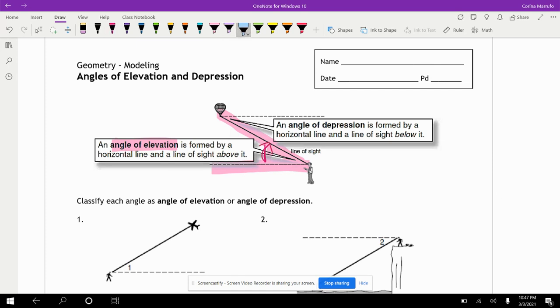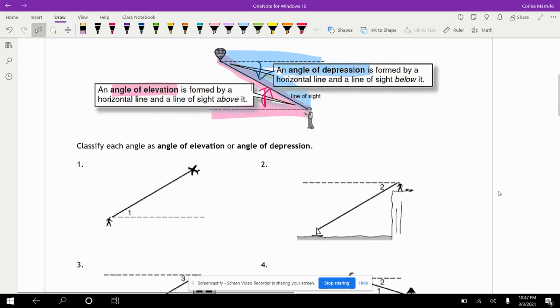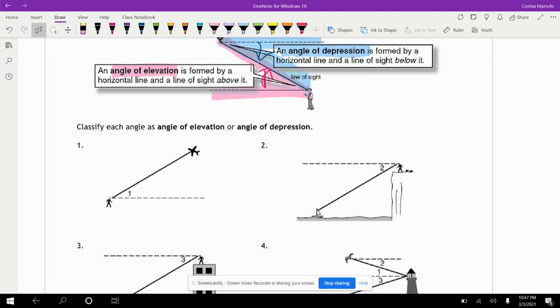Now, on the contrary, what if you were this person in the air balloon and you had to look down at the person on the ground, okay? This is considered an angle of depression because you have to look down, okay? So here it says classify each angle as angle of elevation or depression, okay?